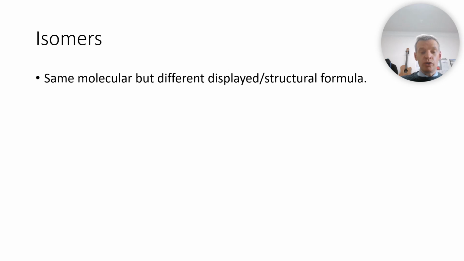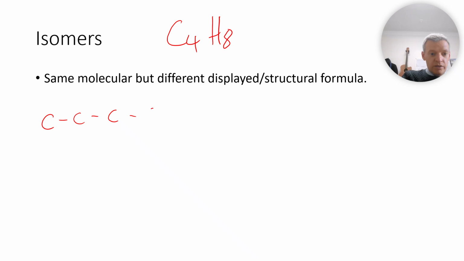Right, now we know how to draw alkenes, and we can look at isomers of alkenes. And an isomer, if you just remember, is the same molecular formula, but a different displayed or structural formula. And I'm going to use butene as my example here. So butene is C4H8. Right, so let's draw butene. It's 1, 2, 3, 4. And I'm going to put a double bond here. And then I'm going to add the right numbers of hydrogens.